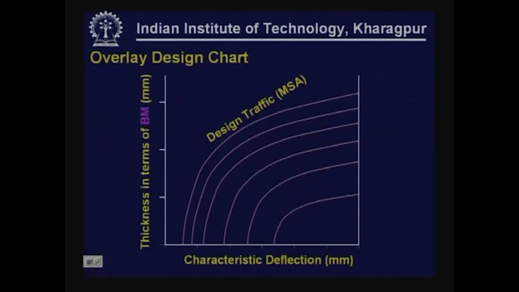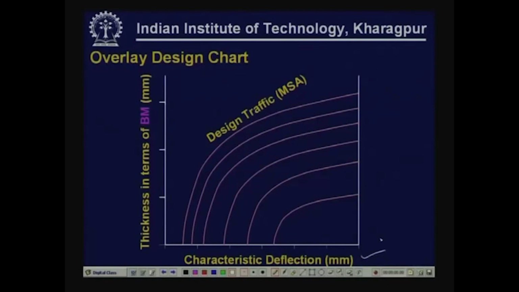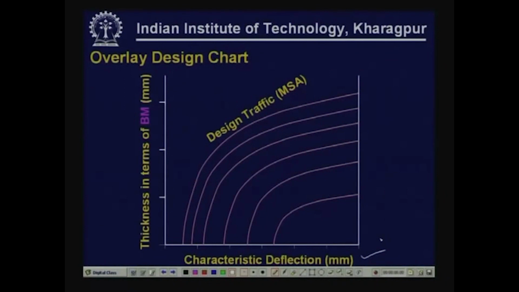IRC 81 has typical design charts using which we can select the overlay thickness. Characteristic deflection, depending upon the importance of the facility, mean plus 2 standard deviation or mean plus 1 standard deviation, that value has to be selected. On the basis of the characteristic deflection and design traffic, 20 million standard axles, 10 million standard axles, we get the thickness of the overlay to be provided in terms of bituminous macadam material in millimeters.